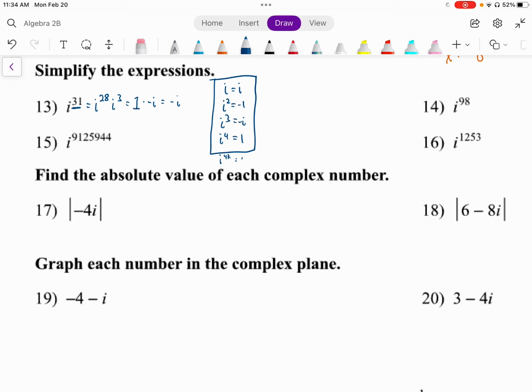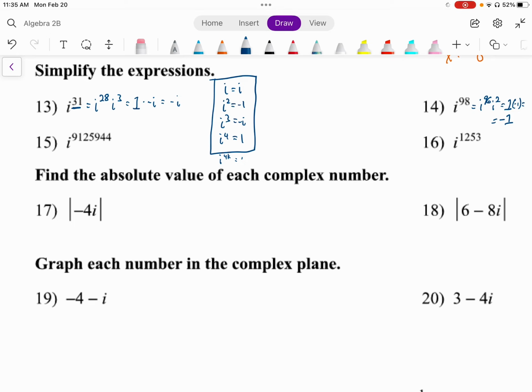Over to number 14, we want the highest multiple of 4 without going over 98. So what I do is I remember that 4 definitely goes into 100. And so from 100, I subtract 4, and I know that 4 goes into 96. 98 minus 96 is 2. And so i to the 96th is 1, and i squared, we know from our key, is negative 1. And so 1 times negative 1 is negative 1.